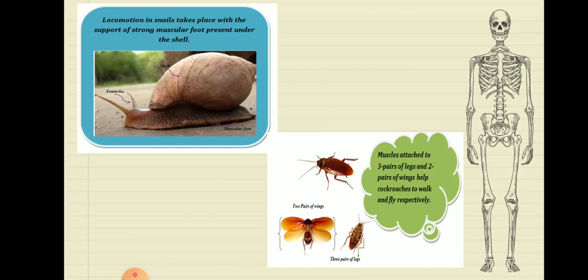So this is how the movement of the organisms which do not have a vertebral column is done. The next part, that is movement in animals with a backbone, will continue in our next part of our chapter.